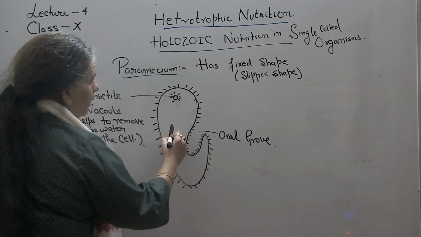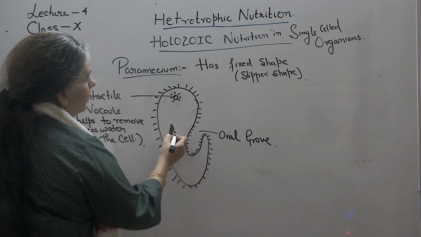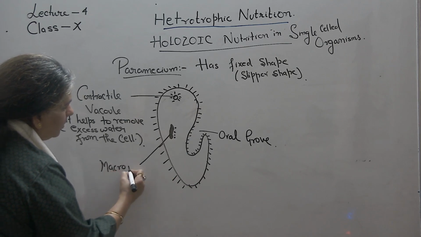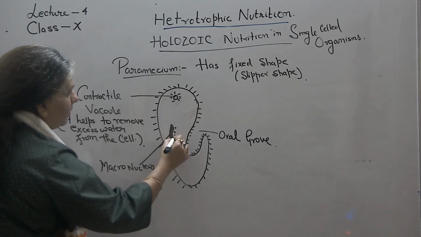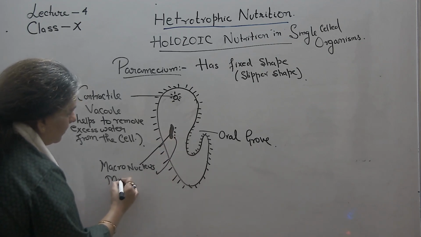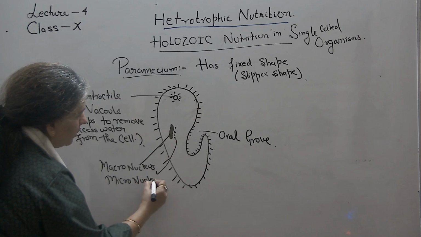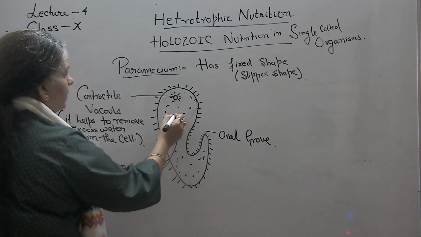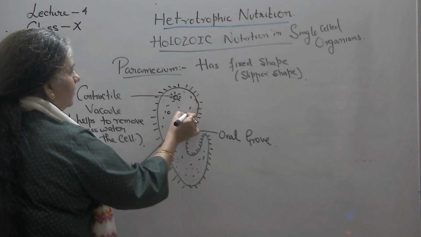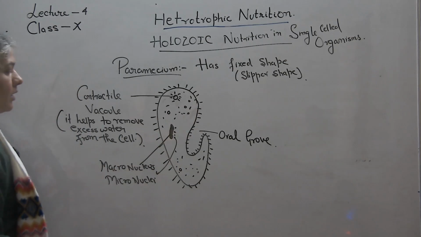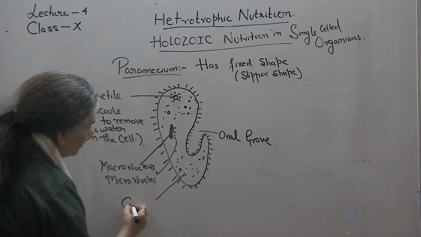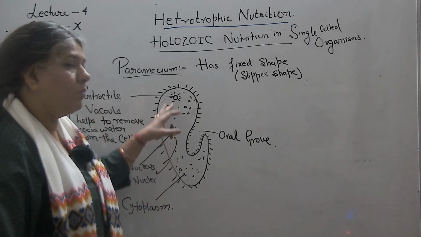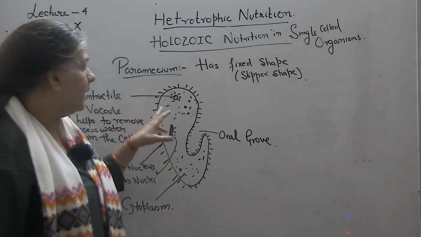This part is the nucleus, the macronucleus. It has a few micronuclei. So, macronucleus and a few micronuclei. Then it will also have cytoplasm and other cell structures. This is cytoplasm. All features of an animal cell will be present. All the organelles will be present.